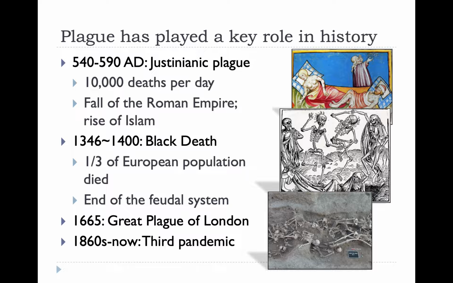And the reason we're interested in Yersinia pestis and plague is that this condition has played a key role in human history, as it's been responsible for huge numbers of deaths. So in the 6th century, we had the Justinianic plague. At its height, there were recordings of tens of thousands of deaths per day.